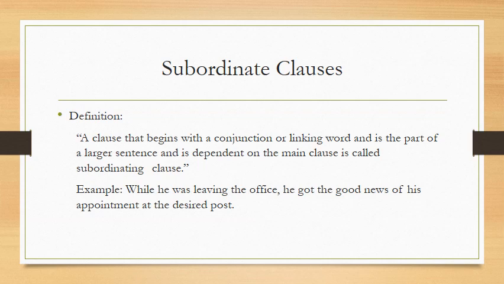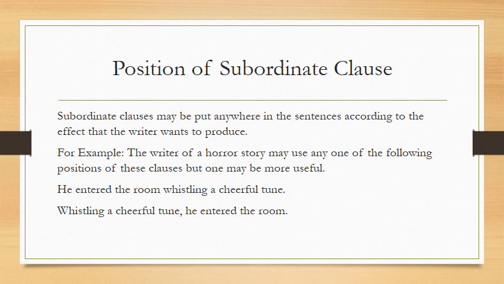The position of this subordinate clause can also be changed. We can also write this sentence in this manner: he got the good news of his appointment at the desired post while he was leaving the office. In this case, we would not put a comma after post, but while would be used without comma, but the meaning would be the same. Now, students, subordinate clauses may be put anywhere in the sentences according to the effect that the writer wants to produce.